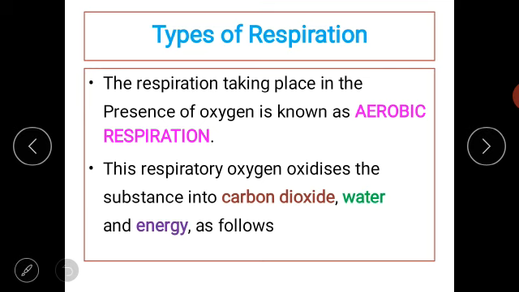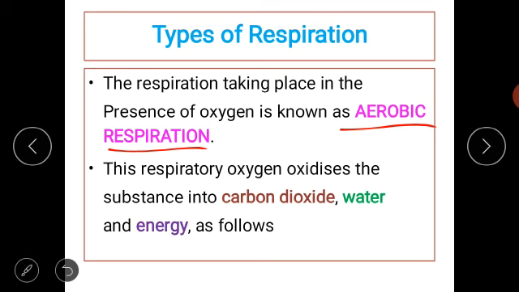Now, the next important part about respiration is types of respiration. And the first type that we are going to study is aerobic respiration. In aerobic respiration, what happens when an organism is respiring? This respiration occurs in the presence of oxygen. So when an organism is respiring in the presence of oxygen, it is called aerobic respiration.